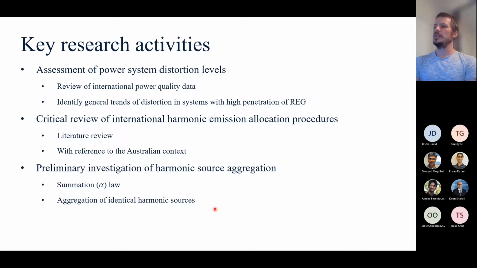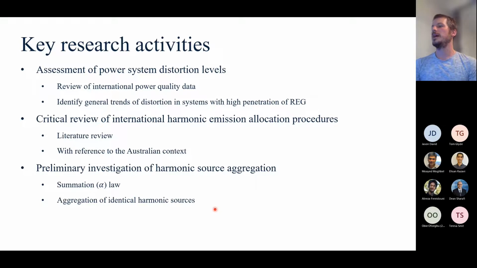So before we get into the nitty-gritty, some of the key research activities. First, we really looked at power system distortion levels. So looking at, as I mentioned, where we had data, we looked at long-term trends of harmonic distortion globally, to really see what distortion levels are doing, because we're now experiencing this significant increase in connection of renewable energy generation all over the world.